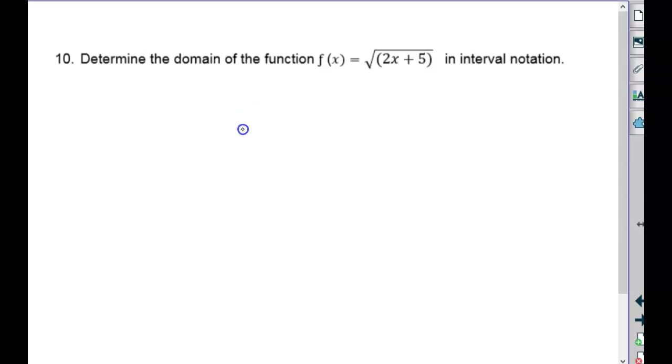Another domain question. I don't know why students struggle so much with domain, but remember, I have a slide somewhere that says there are only 2 things that make a domain restriction. The denominator cannot equal 0, and anything under a radical of even index, in other words, like a square root, has to be what? Positive. But can it equal 0? Yes.